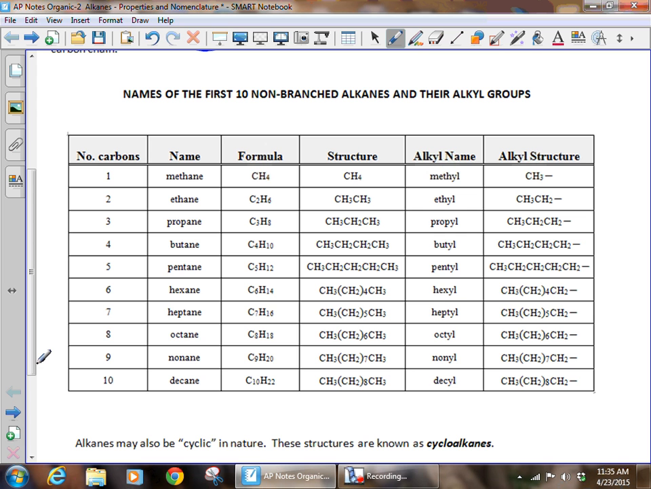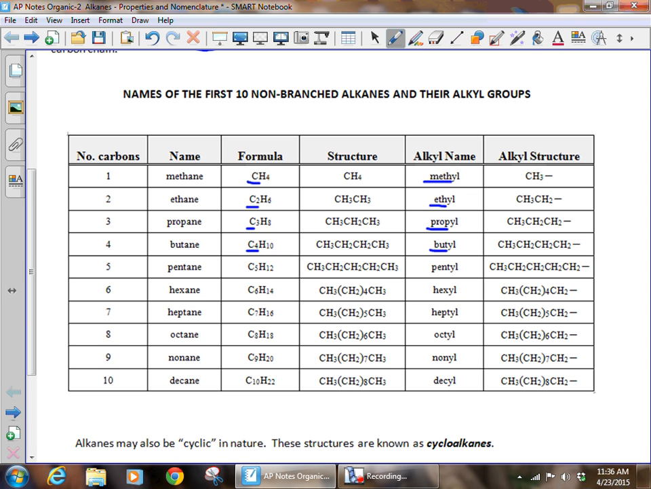If we have 1 carbon, then the name starts with meth. If we have two carbons, the name starts with eth. 3 carbons, it starts with prop. 4 carbons, it starts with but. And from that point on, they make sense. 5 is pent, 6 is hex, 7 hept, 8 oct, 9 non, 10 dec. So those make sense, but the first 4 you have to memorize.